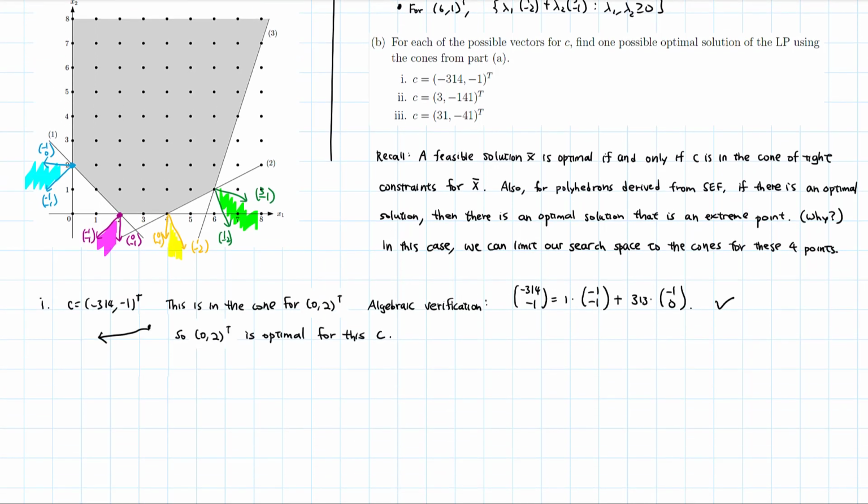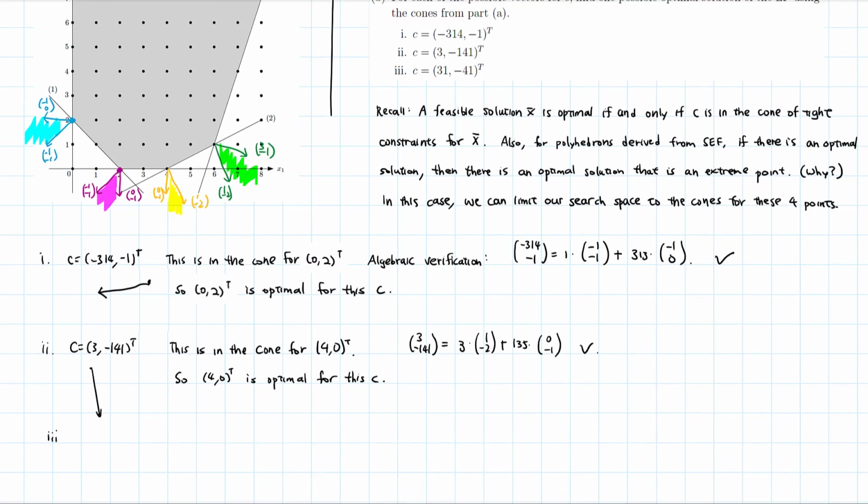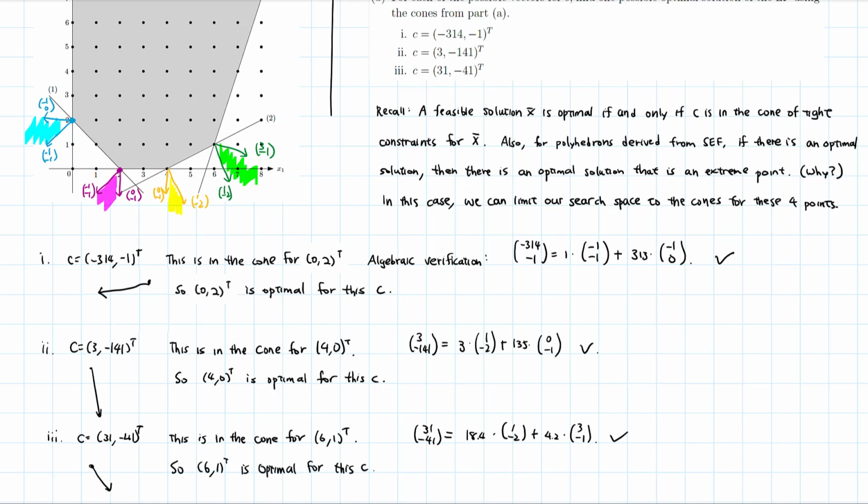And we can do similar things for the other two c's. For c equals (3, -1), it looks to be in a cone of (4, 0). And we can check this algebraically with this non-negative combination of these vectors. So (4, 0) is optimal for this c. For c equals (31, -41), it is in a cone for (6, 1). And we can verify it with this equation. So (6, 1) is optimal for this c.